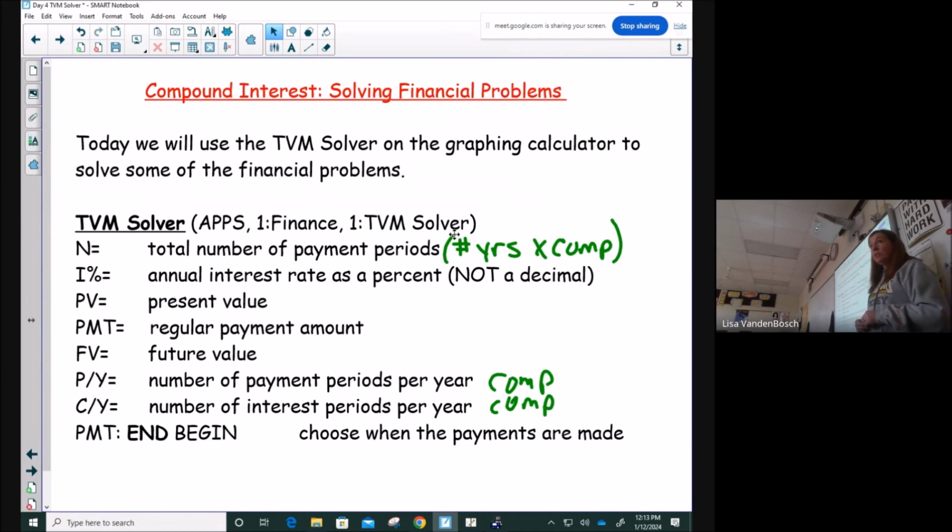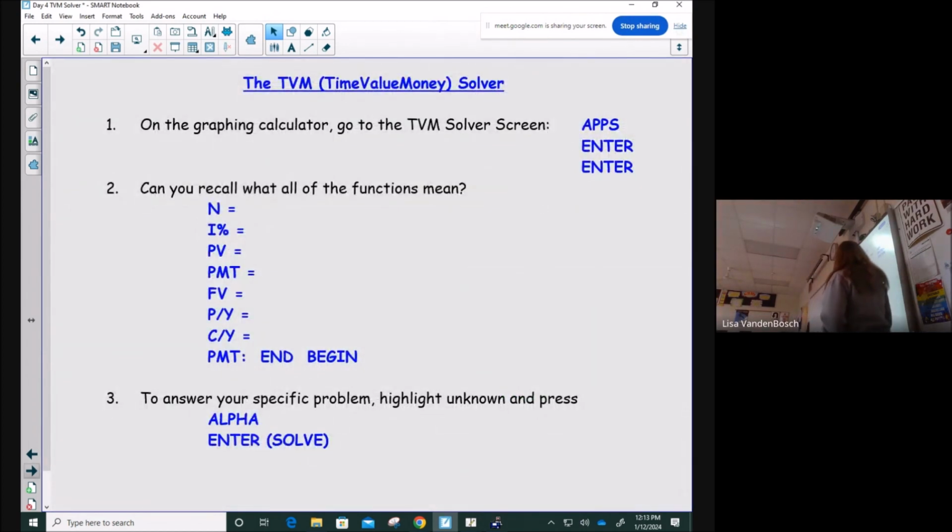Okay, so are we ready to use this? So we're into our graphing calculator. Remind me again, what does N mean? And how do we find the number of payments? Years times compound. What do we do with I again? Interest rate as a percent. We don't have to do anything to it. PV, what we're putting in right now. PMT, regular payment. FV, future value, what we're going to have in the future.